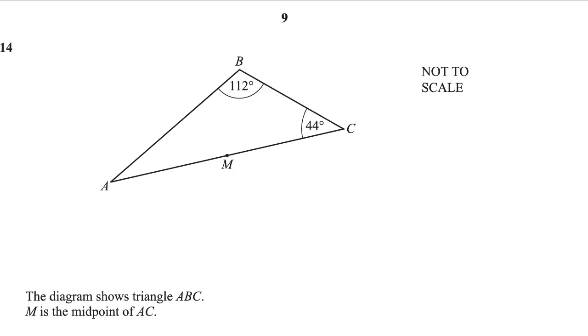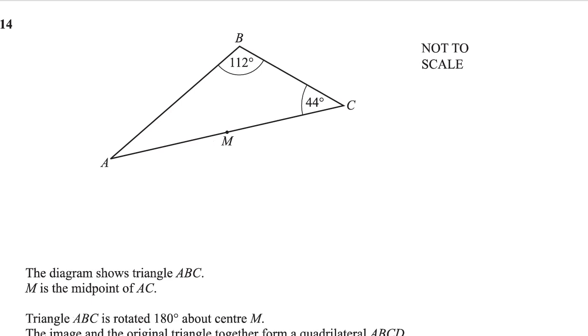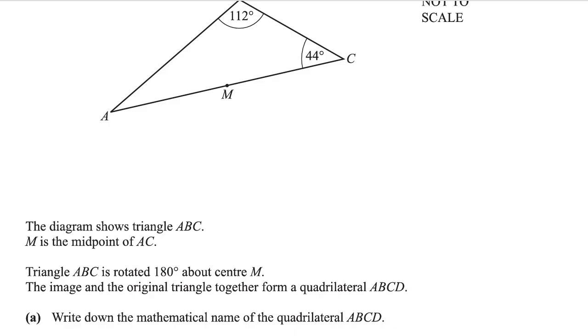Next question says, diagram shows triangle ABC. M is the midpoint of AC. Right? Triangle ABC is rotated 180 degrees about center M. The image and the original triangle together form a quadrilateral ABCD. Write down the mathematical name of the quadrilateral ABCD. So let's go right here.